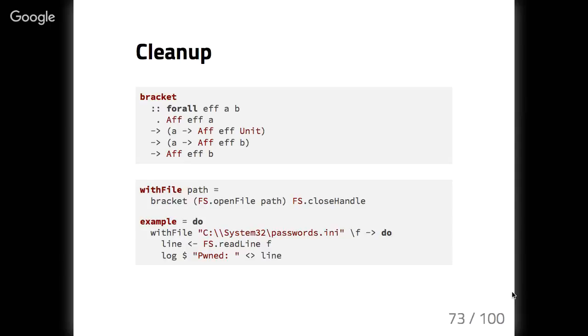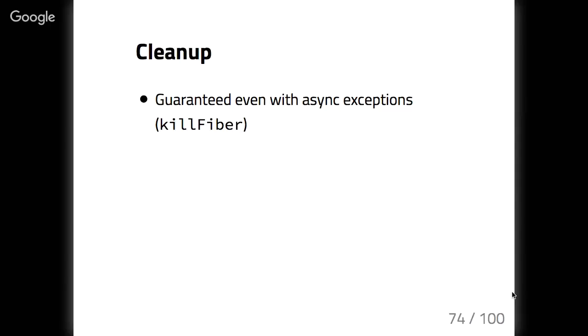So we might have this API for working with files where we have a with file, and bracket, it'll open it, but then it also bundles it with the handler to clean it up. And so with this file, we can then run this block of code. We can acquire the resource, run this block of code, and then the handler will always be run. And this is safe, guaranteed even with our async exceptions.